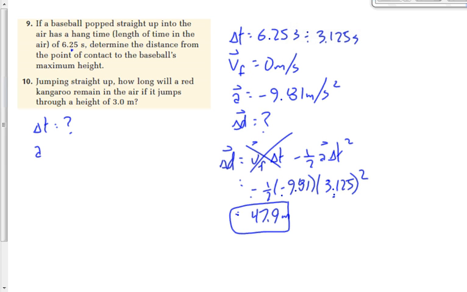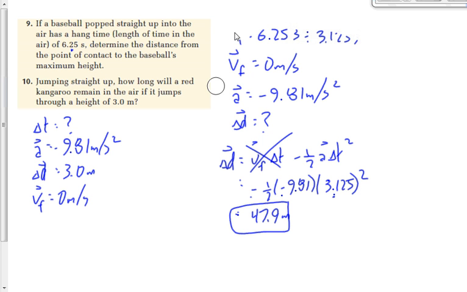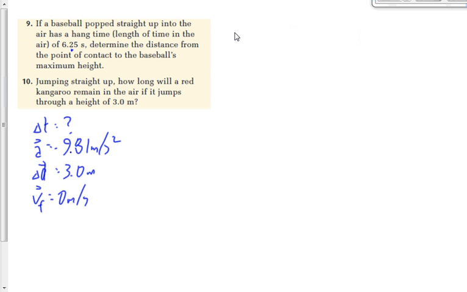We're looking for the time. How long will it remain in the air? We've got A is negative 9.81. The displacement is 3.0 meters. And there is something else that I have here too. The displacement is 3 meters at max height. At max height, what else do we have, reading between the lines? Good. VF is 0. All right, so A, D, VF, T.